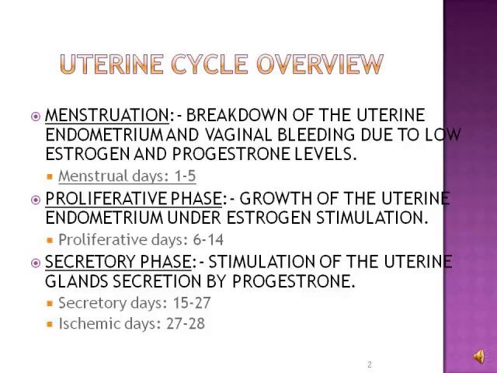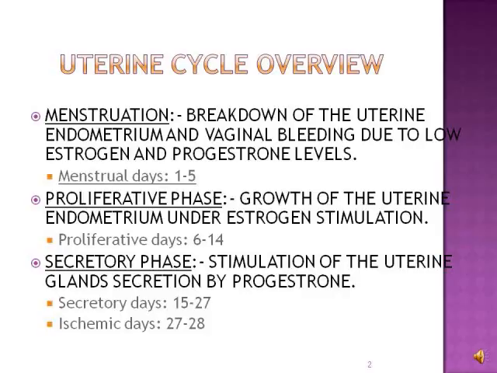Okay, so beginning with the uterine cycle, this is going to be just a general overview before we actually go through the steps. Here, as you can see, menstruation is basically the breakdown of the uterine endometrium and vaginal bleeding due to low estrogen and progesterone levels. This is normally days 1 through 5.